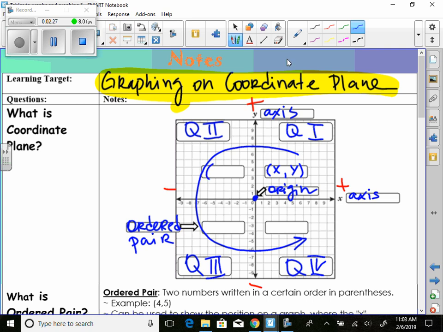In quadrant number two, x will be negative. Let's rewrite that. x will be a negative value and y is positive. In quadrant number three, both x and y are negative. And in quadrant number four, x will be a positive number and y will be a negative number.